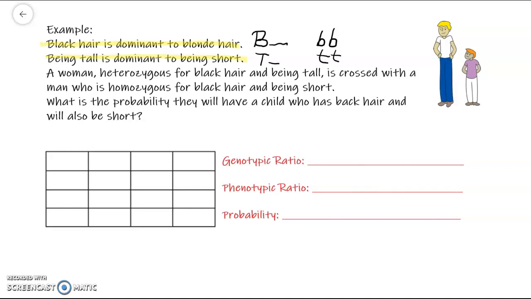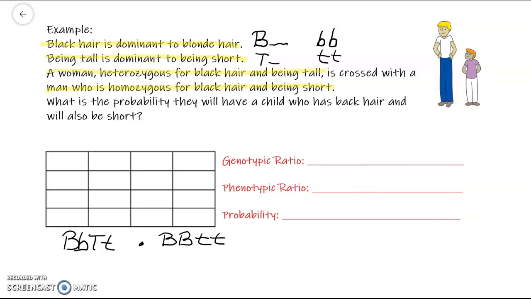If a woman is heterozygous for black hair and being tall, that means her genotype is big B, little b, big T, little t. She is going to be crossed with a man who is homozygous for black hair and being short. If he's homozygous for black hair, that's the dominant trait, so he's homozygous dominant. If he's short, the only way to be short is the homozygous recessive version for that second gene.